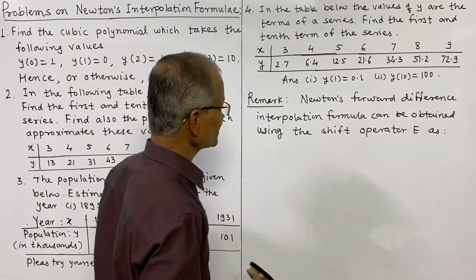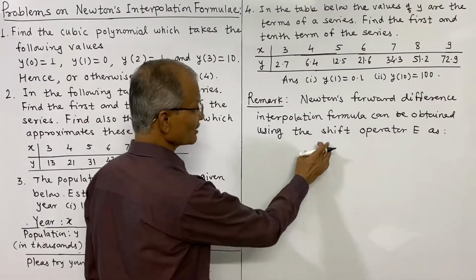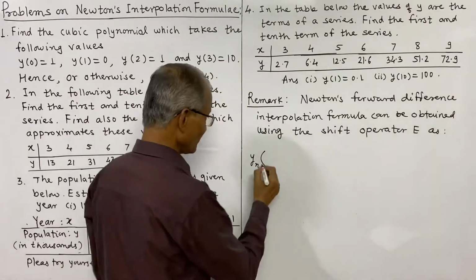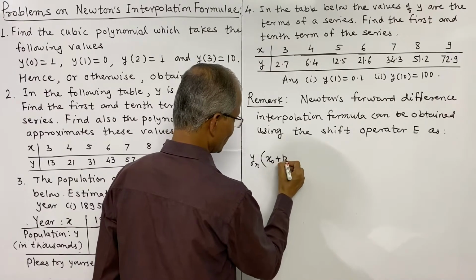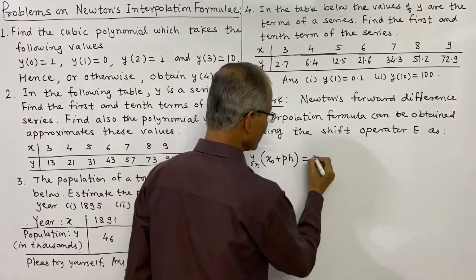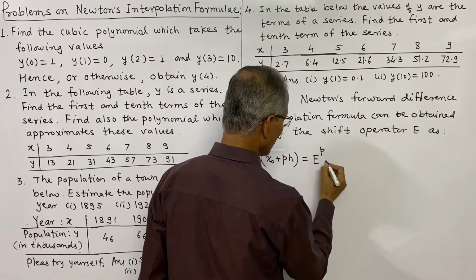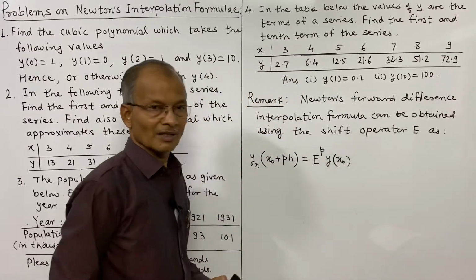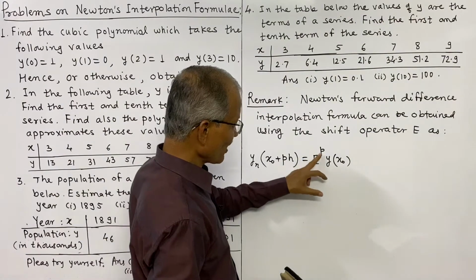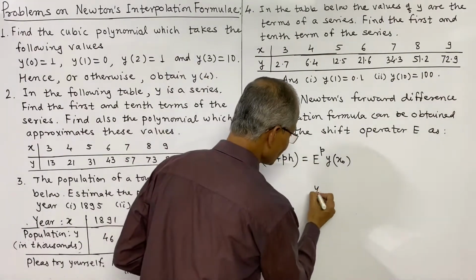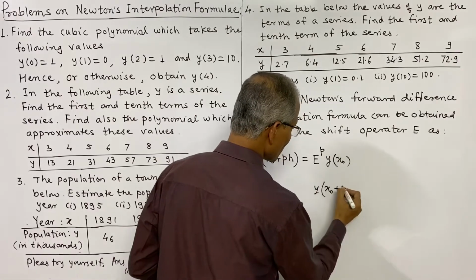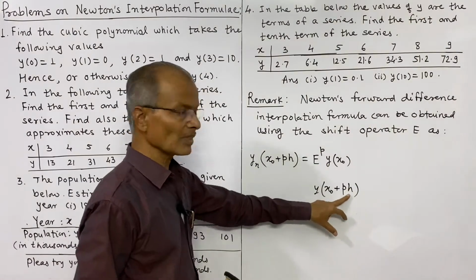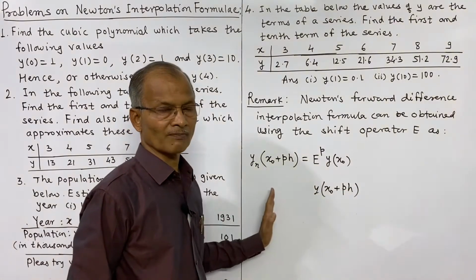So Newton's forward difference interpolation formula can be obtained using the shift operator E. We have y at x naught plus ph, and this can be written in terms of the shift operator, that is E to the power p of y at x naught. Now what does E to the power p operating on y at x naught mean? Actually this will be y at x naught plus p times h. It takes p steps forward, and here h is the common difference between the values of x.